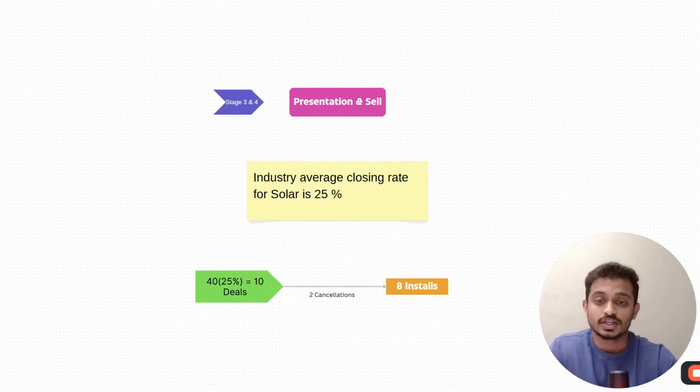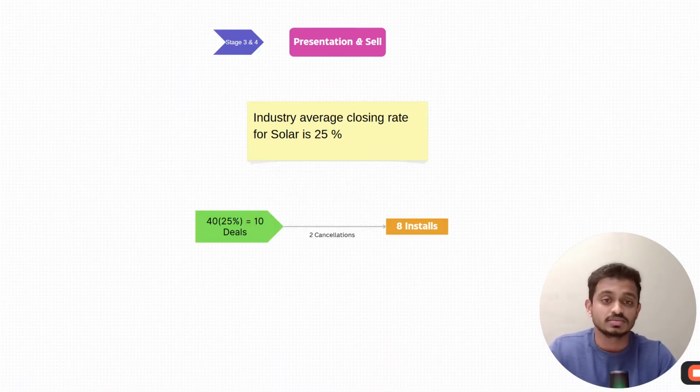Now moving on to the next stage, let's put together presentation and selling. The industry average for closing rate is 25%. So if your closing rate is less than 25%, then you need to first look into your presentation and closing. A 25% closing rate on qualified shown appointments is the baseline. If you're lower, the issue likely lies in your presentation and maybe your closing techniques, not just the leads. So in the 40 appointments that show up, you will be able to get at least 10 deals, and even considering two cancellations for the safer side, that leaves 8 installs at the end from 100 leads.